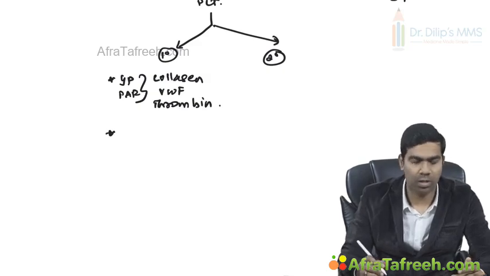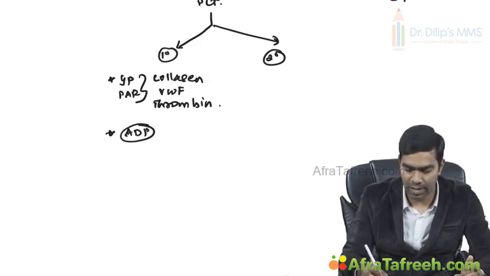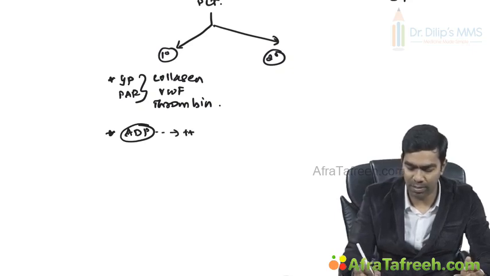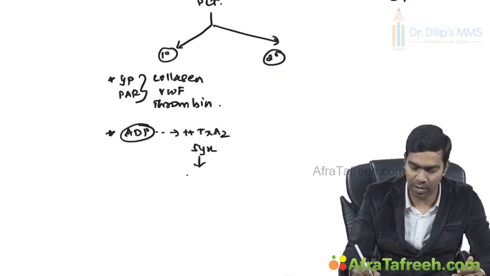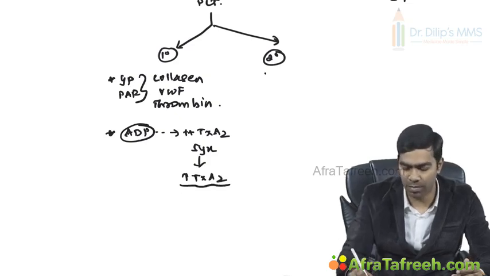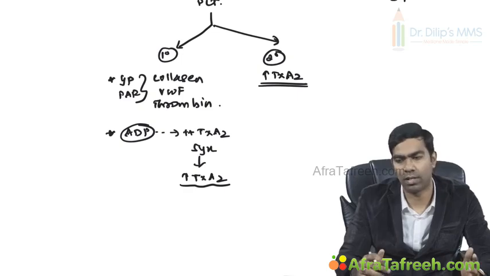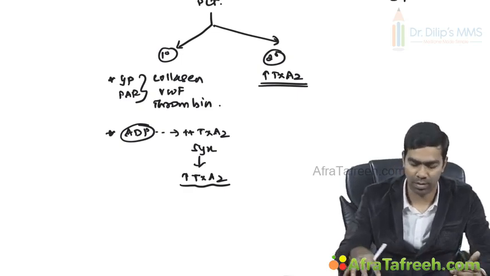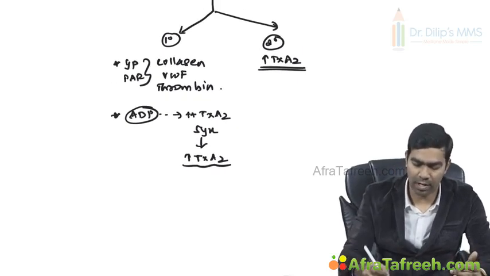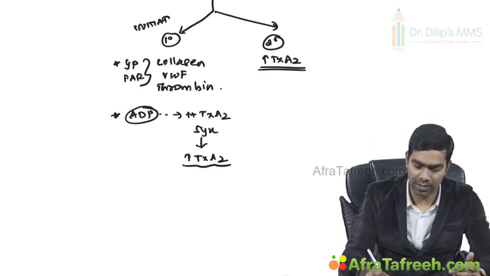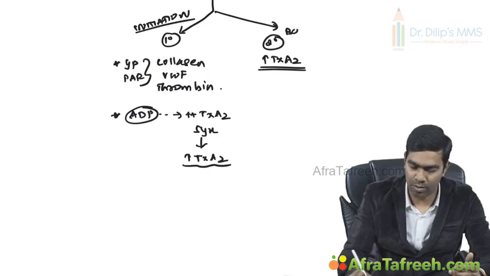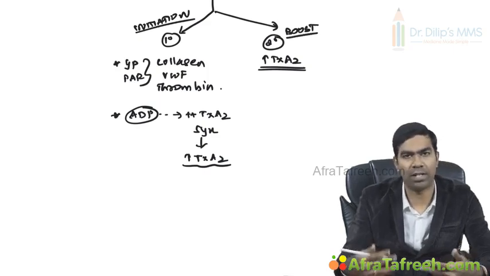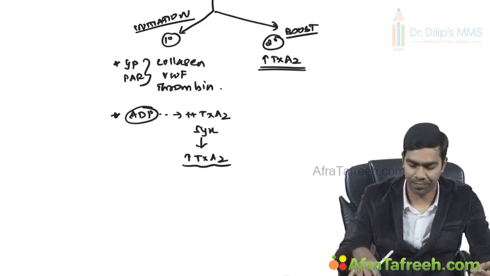Next, you have something called ADP release. This ADP activates a very important enzyme. Apart from other purposes, it activates an enzyme called thromboxane A2 synthase, which increases the production of thromboxane A2. This increased production of thromboxane A2 forms the main purpose of the entire secondary activation. That is what boosts the platelet activation process. So you can remember primary as initiation and secondary as a boost. And it keeps amplifying unless and until the defect is sealed.